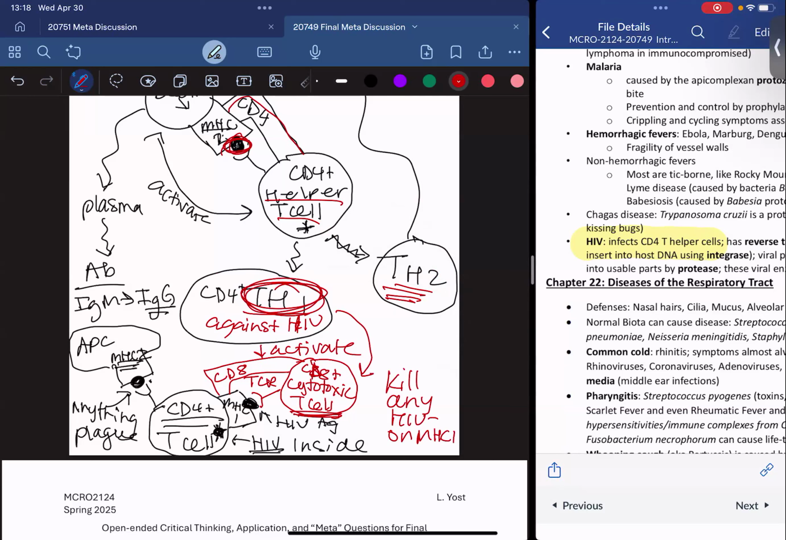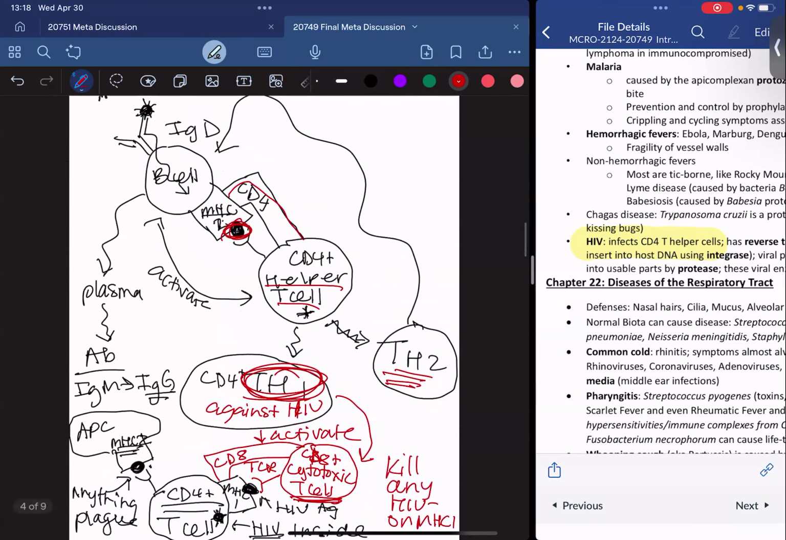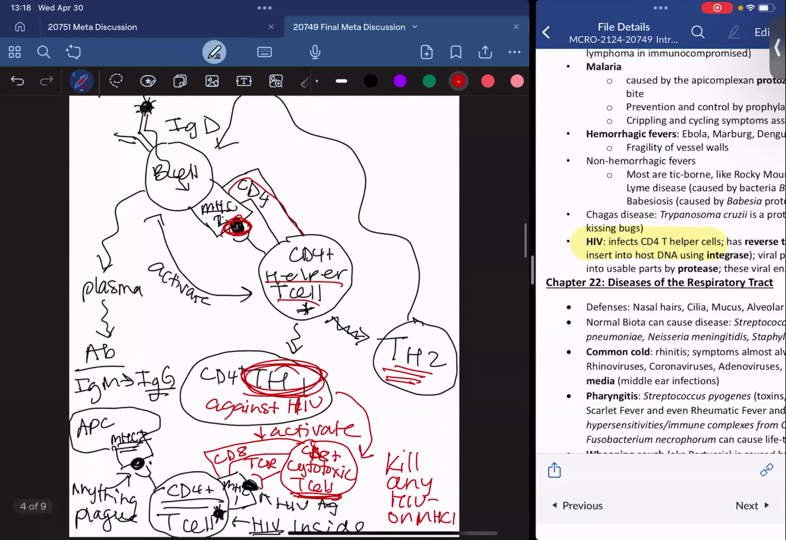This is why your T cell count drops with HIV. HIV itself doesn't kill the cells. Your CD8 positive T cells kill your cells. This is the level of meta thinking that I expect you guys to be able to pull from this. Now, I went through this and I talked this through with you guys, but you should understand the immune response well enough to know why then our CD4 positive T cell count drops.